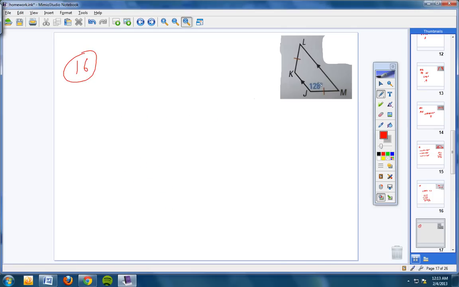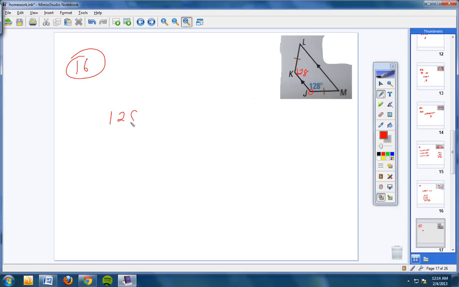Again, students, the same thing. Look, please, we have two parallel lines here. Those are our bases, and then my other two sides are congruent. See those congruent symbols? So I do have an isosceles trapezoid. So if you have an isosceles trapezoid, we know that the base angles are congruent. So if angle J is 128, then angle K is 128.